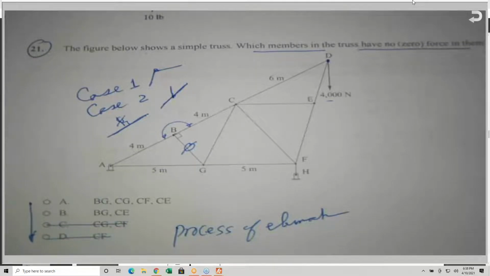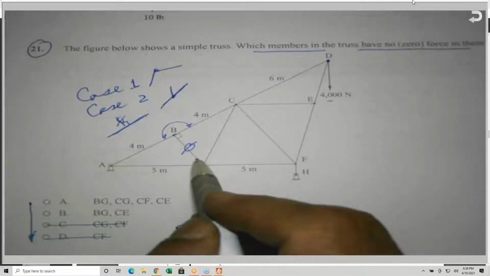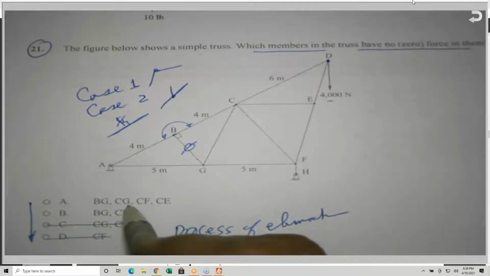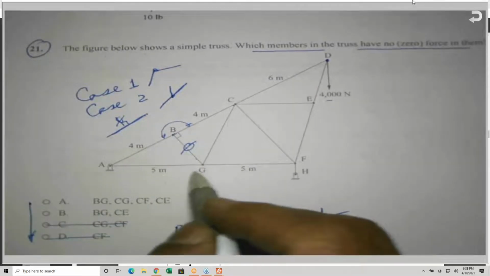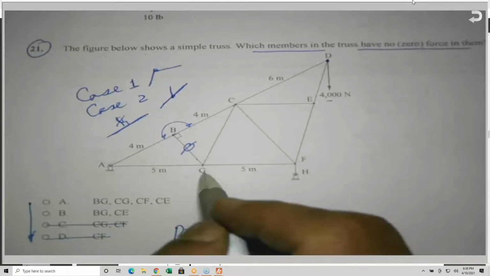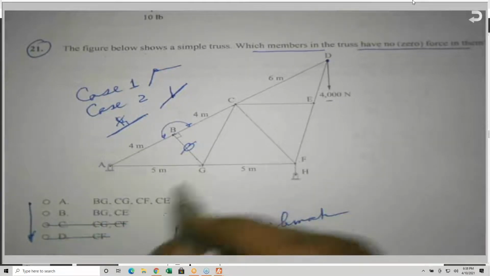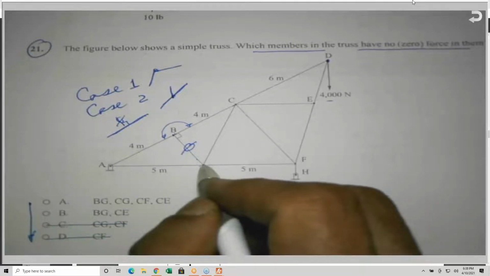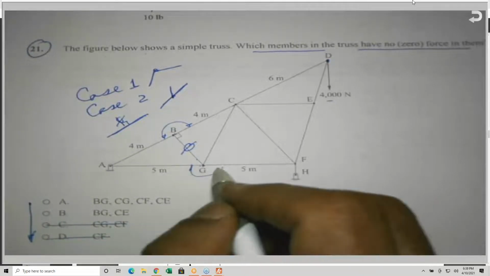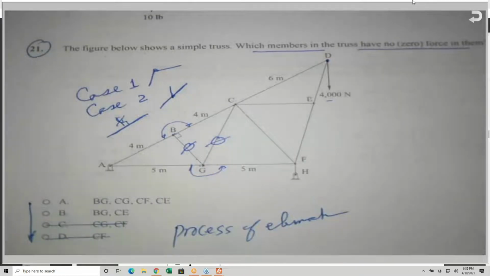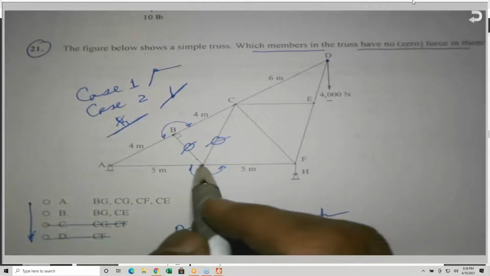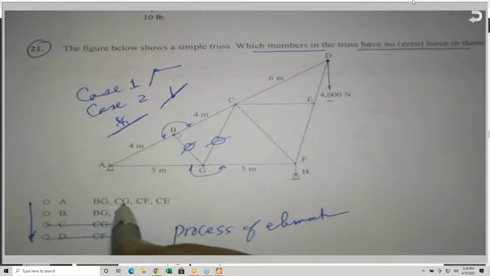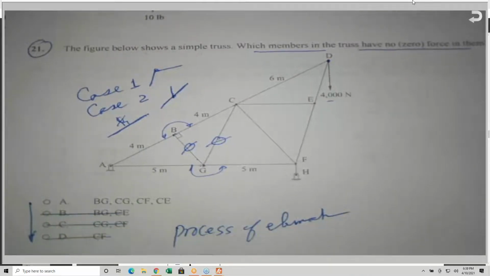Are you following me? If this member is 0, that means this member does not exist, as if it does not exist. So I have 3 members also. There's GC and GF and GA forming a joint at G, and 2 of them are collinear, these 2 members. So this must be 0, CG. And by now, CE is here, CG is here, and B, so that means that the answer must be A.